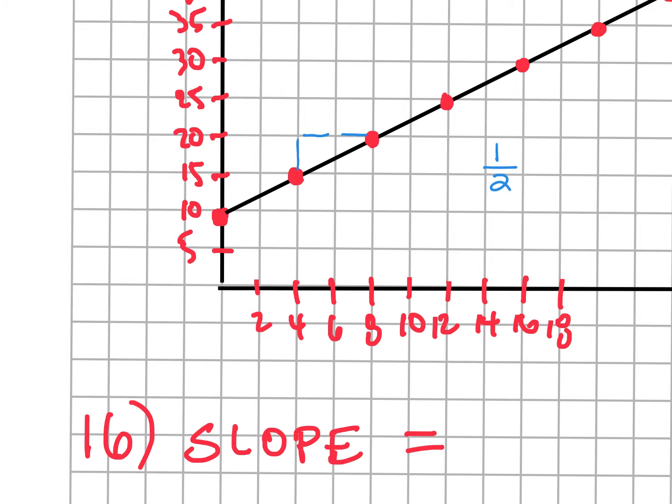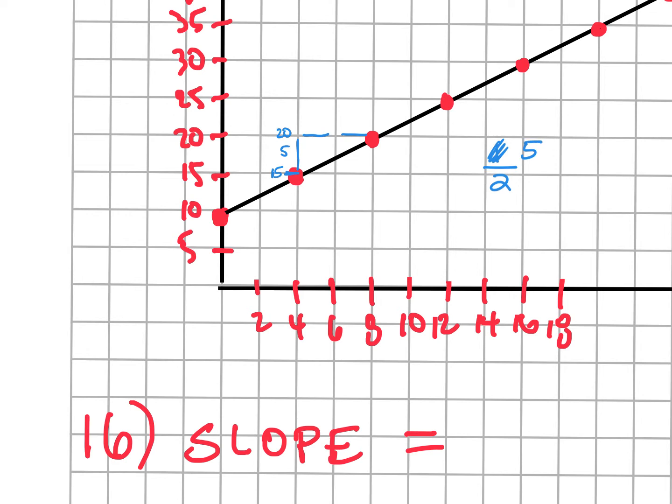The reason it's wrong is because it does go up 1 box over here, but it goes from 15 up to 20. So it is 1 box, but really it goes up 5. So instead of 1, it actually goes up 5. So we have to pay attention.